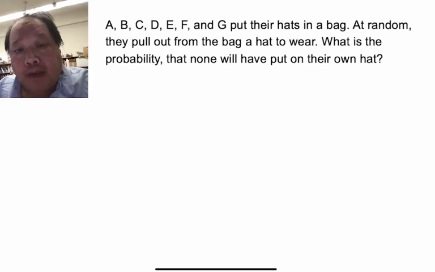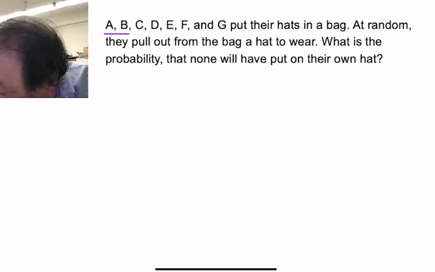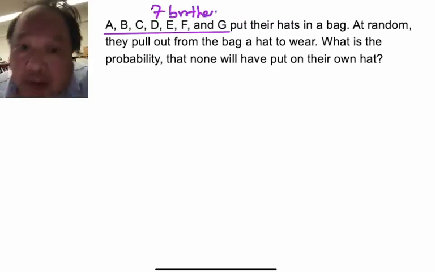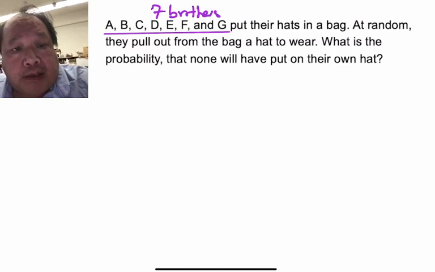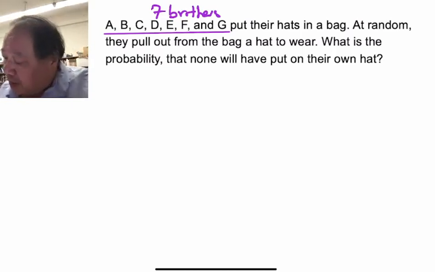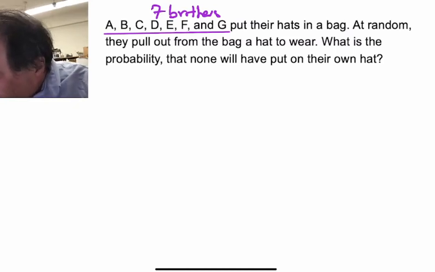Hi, in this video and the next video, we'll be looking at the following problem. A, B, C, D, E, F, and G, 7 brothers, put their hats in a bag. At random, they pull out from the bag a hat to wear. What is the probability that none of the 7 brothers will put on their own hat?